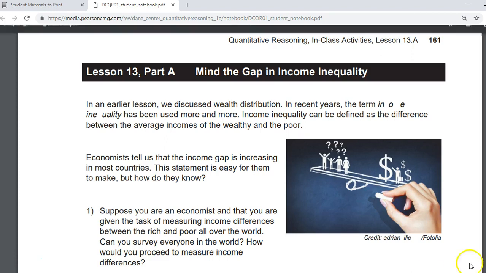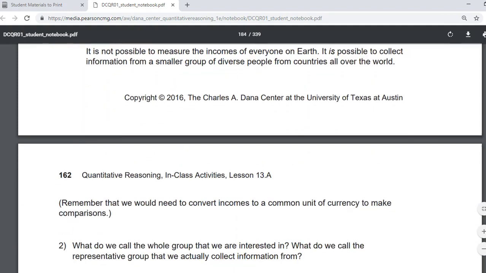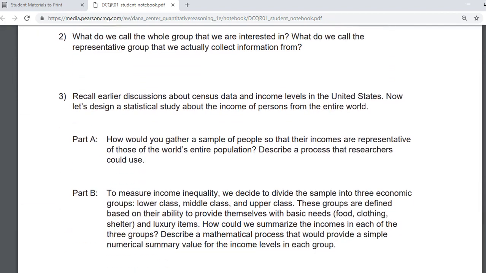And with that being said, everything that we see, especially the stuff in bold, make sure that you understand what a sample is and the statistic that goes with the sample, and explanatory, response, quantitative, categorical. What are these words, and then how were they asked in our lesson?